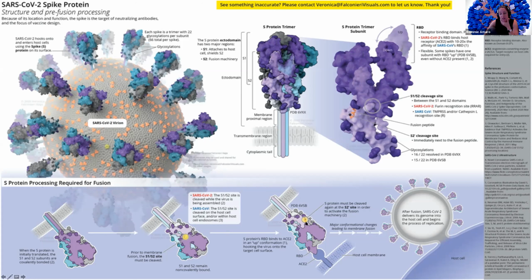There's a secondary cleavage site here, the S2 prime site, that also must be cleaved before the infection, before it can go into the host cell.